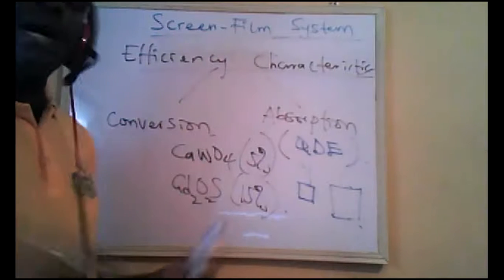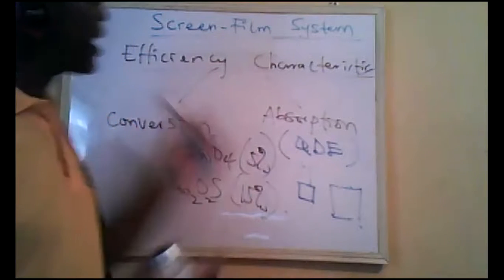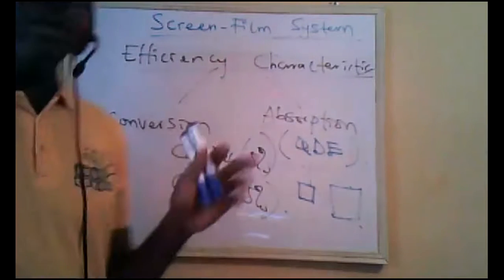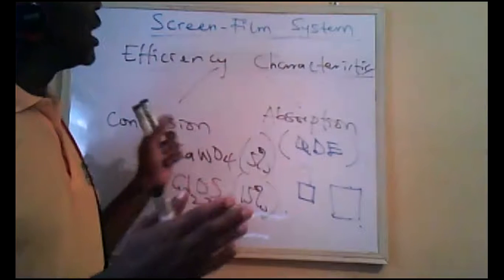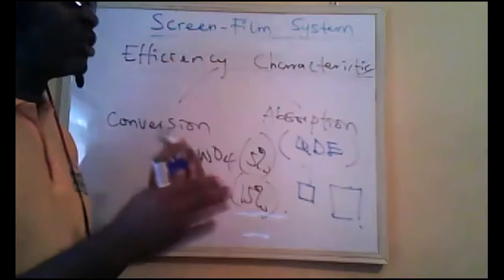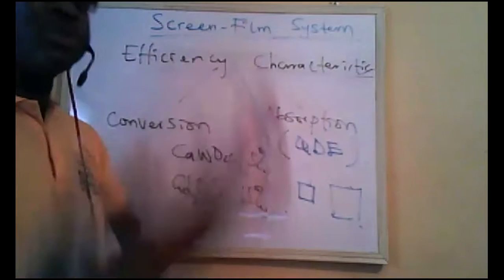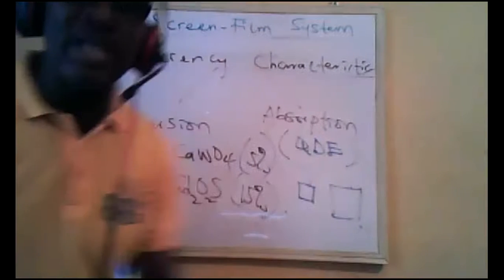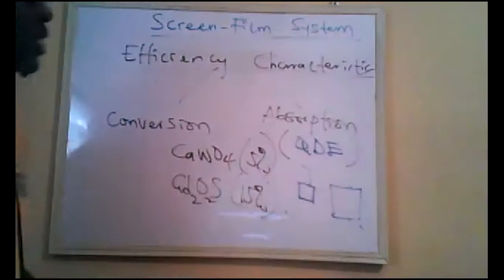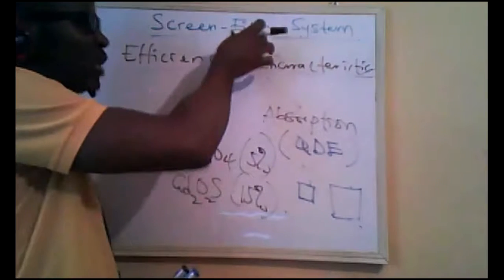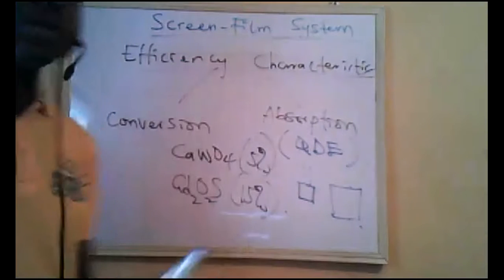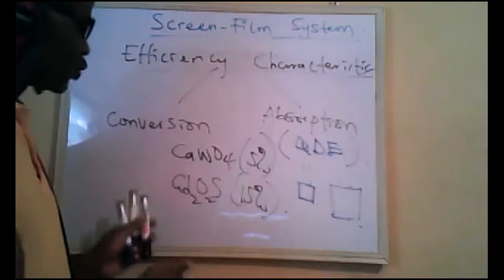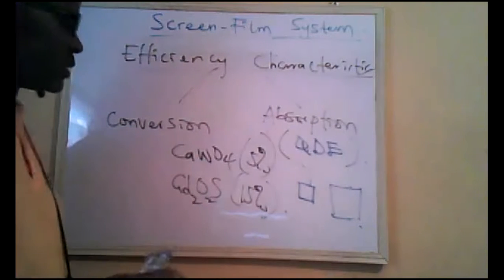It also depends on the film, because we can't measure the conversion efficiency of the screen alone. It has to be in combination with the film. So the amount of light after the screen has been affected by the X-ray, the number of light photons emitted, and the amount of light photons that will then affect the film to give a particular optical density, are all what we use to characterize the conversion efficiency of the screen film.